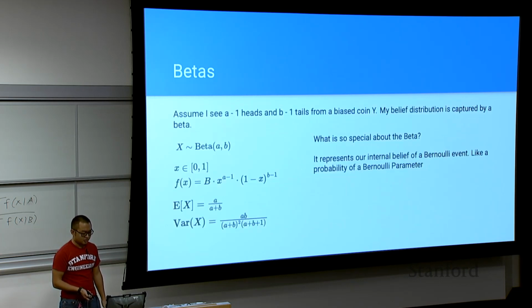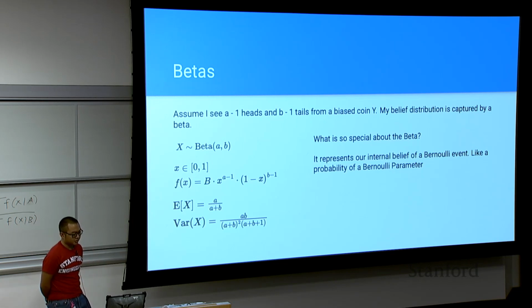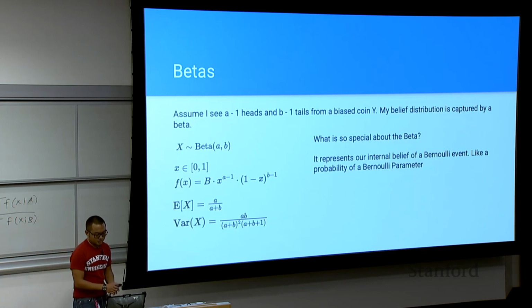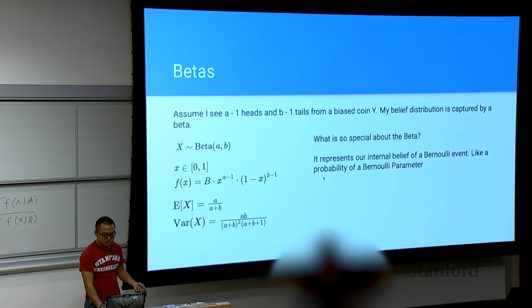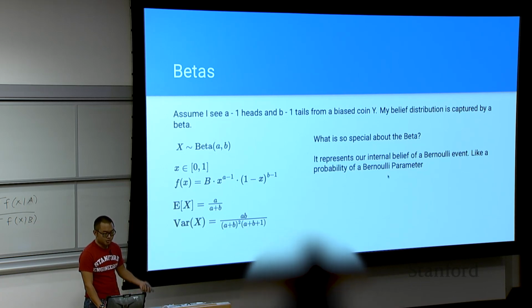All right, so with that, we start our journey with betas. Betas are the first things that we saw that were clearly post-midterm material. The way the beta distribution is set up, with two parameters A and B, they represent A-1 heads and B-1 tails from a biased coin. So betas typically characterize our belief over a Bernoulli, and they represent the probability of a Bernoulli parameter given a certain amount of heads and a certain amount of tails.